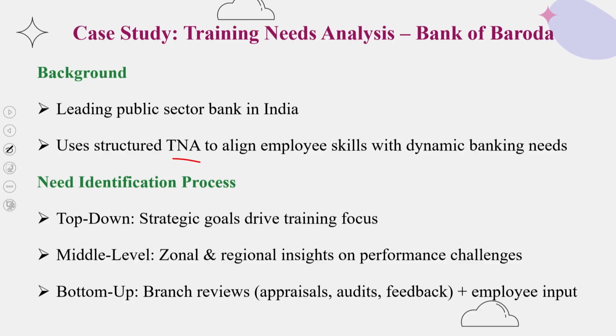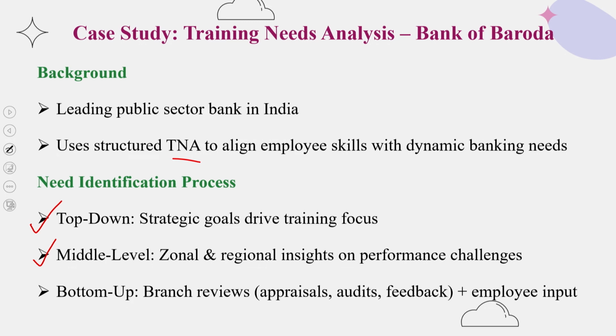So you look into the top-down approach, where you typically have strategic goals alignment at the corporate level. Strategic objectives are reviewed to determine training areas that support business growth and adaptability. At the middle level, you have the zonal and regional inputs. Zonal heads convene meetings with regional and branch managers to gather insights on the training requirements based on operational challenges and performance metrics. And also you will see a bottom-up approach, where branch reviews, appraisals, audits, feedback, and employee inputs come in.